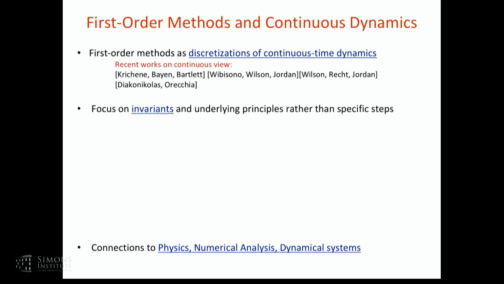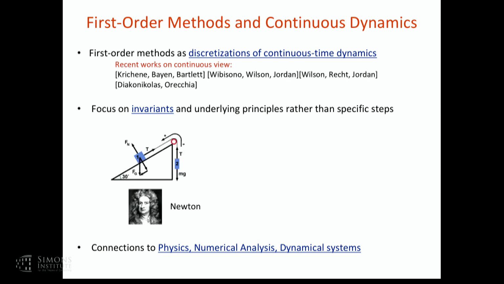Right. So I should mention also I'm not going to mention lots of references because there's a vast area, but I should mention that recently there have been a number of papers trying to understand first-order methods from this continuous dynamic point of view, including papers from a number of people here. And the one thing I want to do different today is, I want to think about these first-order methods as discretization of physical systems.